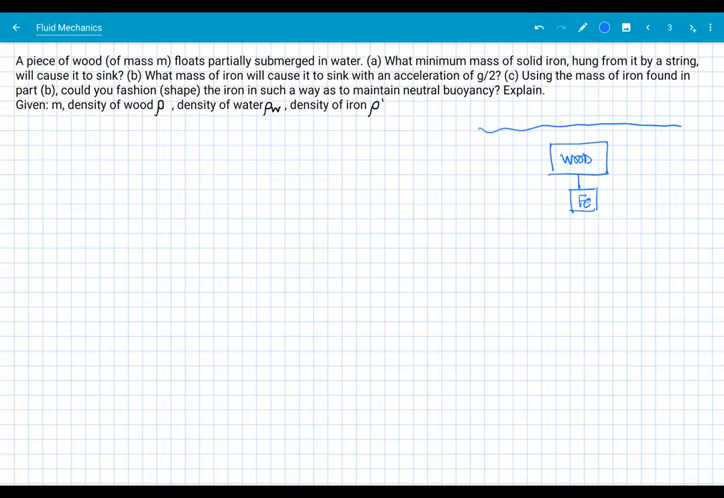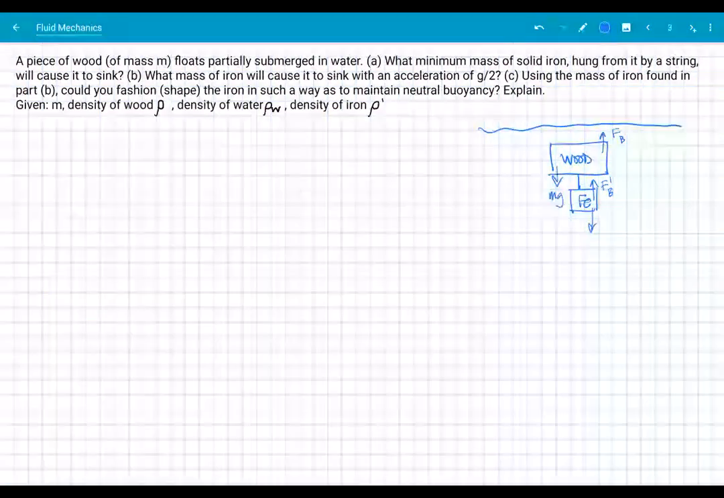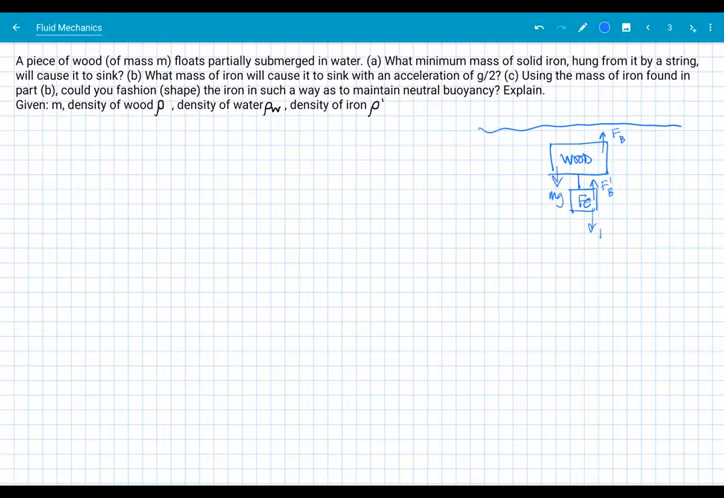And I know that, just looking at the physical diagram, the wood is going to have a buoyant force on it. I know that the iron is also going to have a buoyant force on it, because it displaces water. I'll call that buoyant force prime. I know the wood is going to have its own weight. The mass of the wood is given, and I know the piece of iron is going to have its own weight, and I'll call that mass m prime, and that m prime is what we're after. So that's just wrapping my head around what all the forces are.